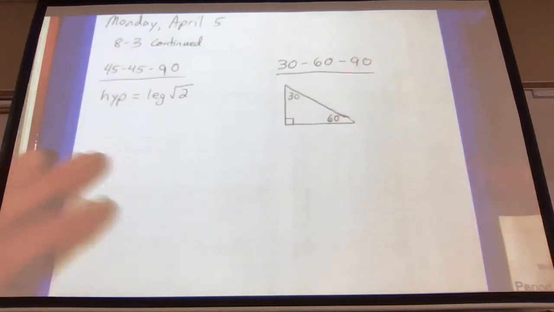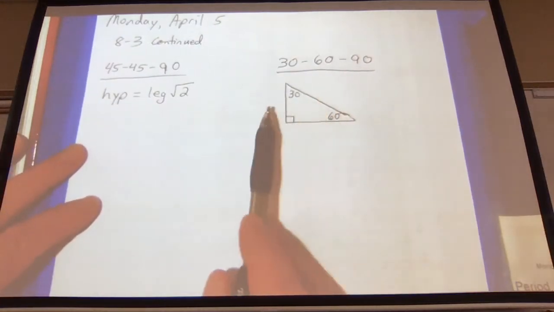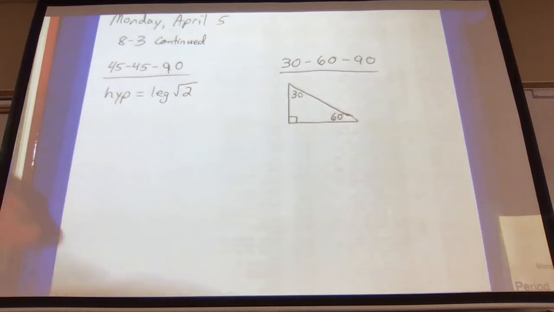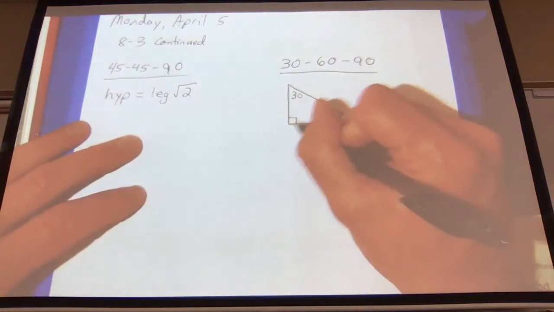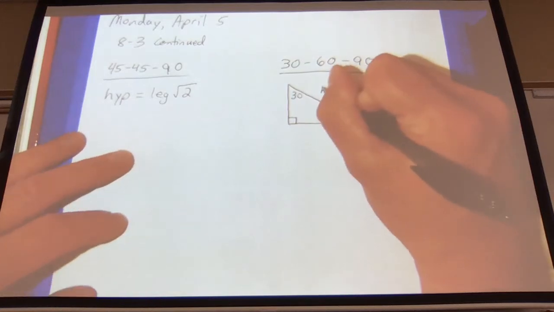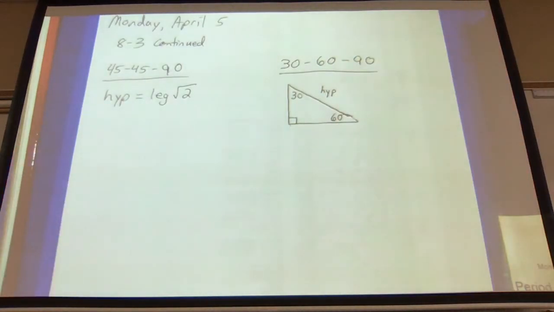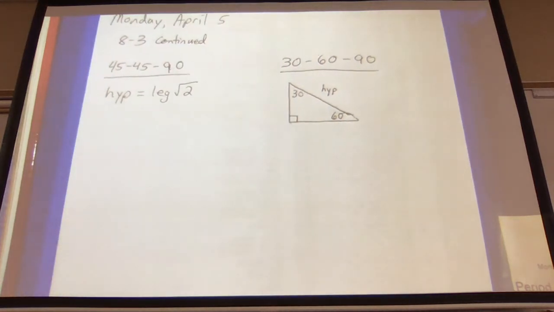Then there's three parts on the 30, 60, 90 triangle we need to know, because on a 45, 45, 90 triangle, the two legs were both the same. That's not going to be the case on a 30, 60, 90 triangle. So the first thing is the side across from the right angle, which we know is the hypotenuse. And then we're going to have two legs, one across from the 30-degree angle, one across from the 60-degree angle.